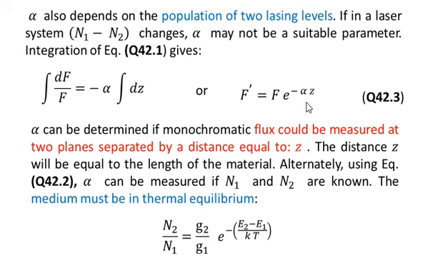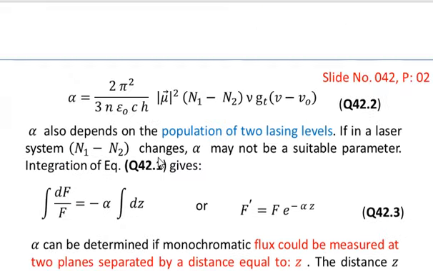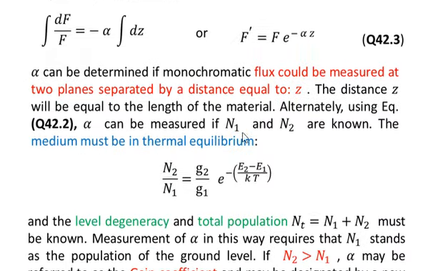So, using the equation given in 42.3, if we want to determine alpha, then we need to measure the flux at two planes separated by a distance z. The distance z will be equal to the length of the material. Alternatively, using equation 42.2, which is this equation, alpha can be measured if n1 and n2 are known.